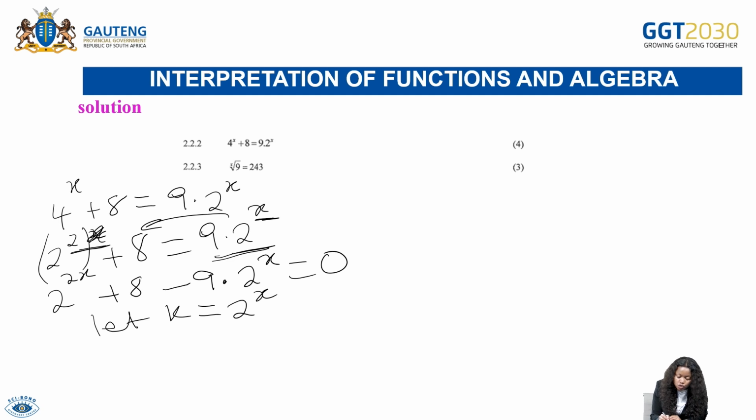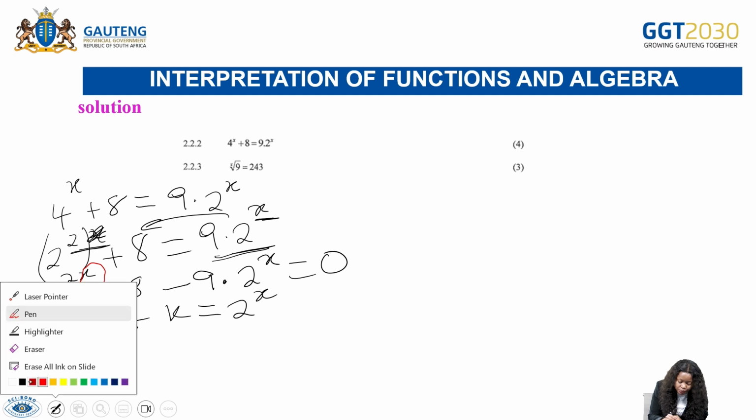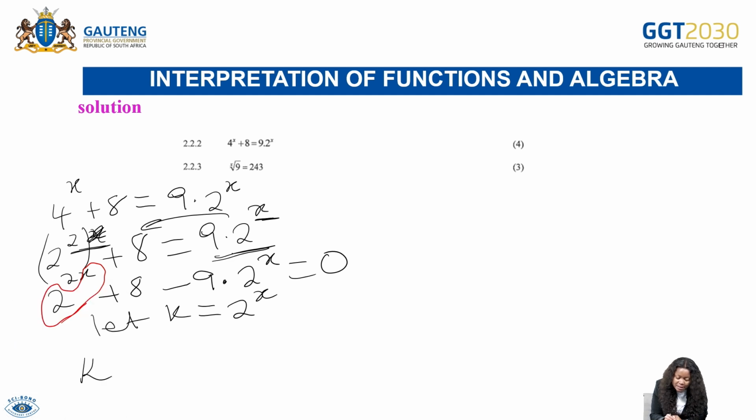Okay, so I let 2 to the exponent x be k. So here, since I have 2 to the exponent x, can you see that you can represent it as k? But there is that 2 which is left as an exponent, so you still substitute that 2. Then it is minus 9 times 2 to the exponent x, which I write as k because I said let 2 to the exponent x be equal to k. Then the 8 that is left, I just put it there. It is equal to 0.